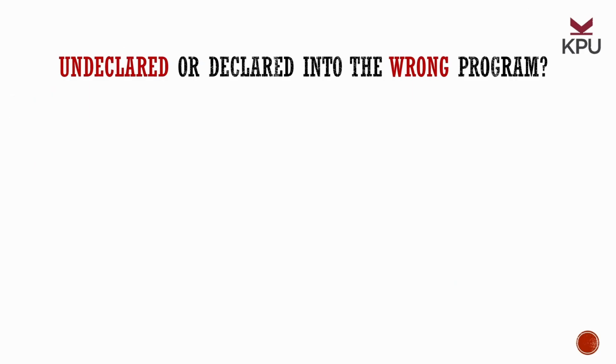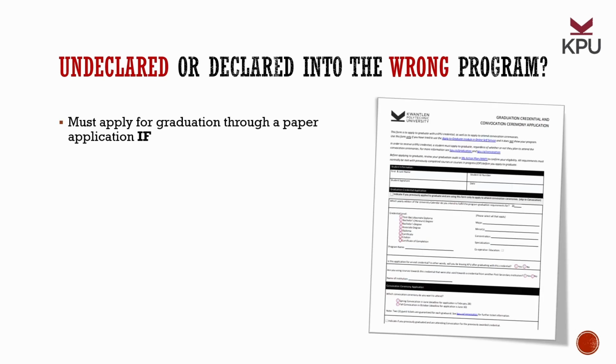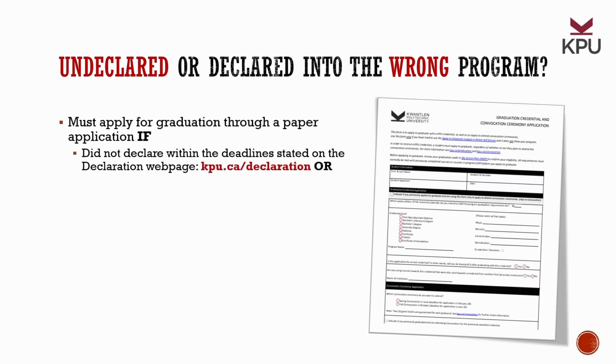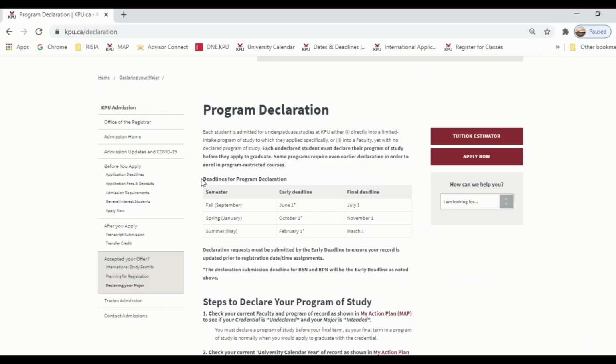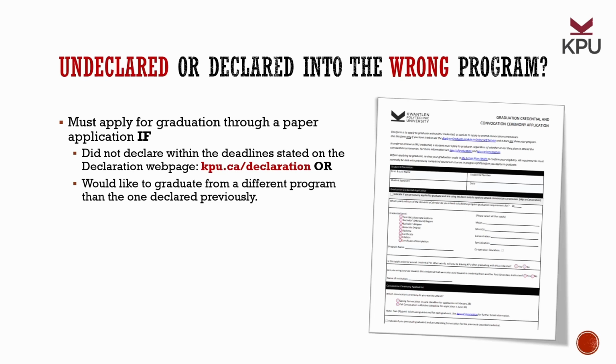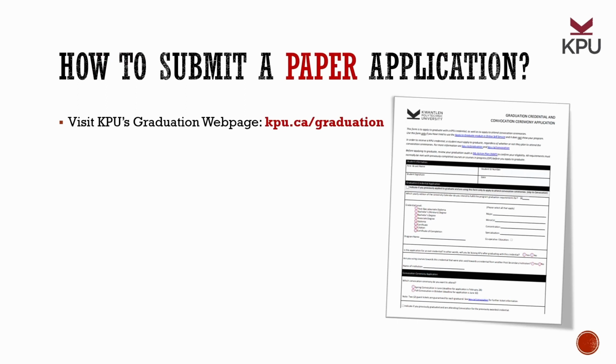If you did not declare into your program within the deadlines stated on KPU's declaration webpage, kpu.ca/declaration, or if you would like to graduate from a different program than the one you declared previously, you must submit a paper application. Submitting a paper application will only take a few minutes.